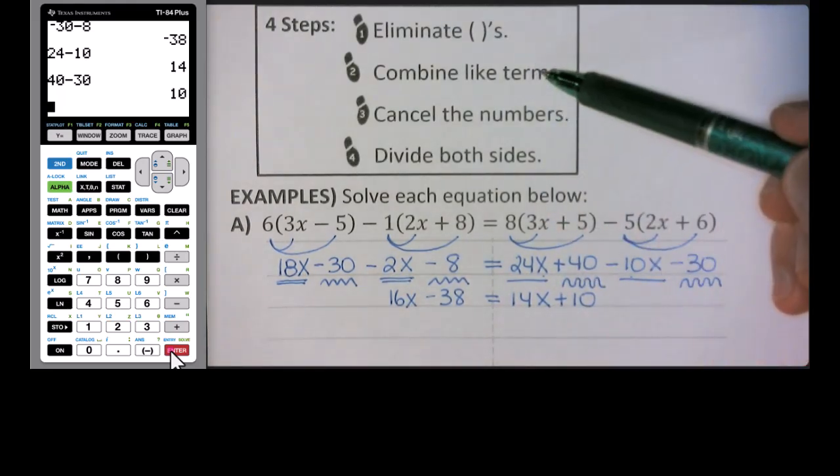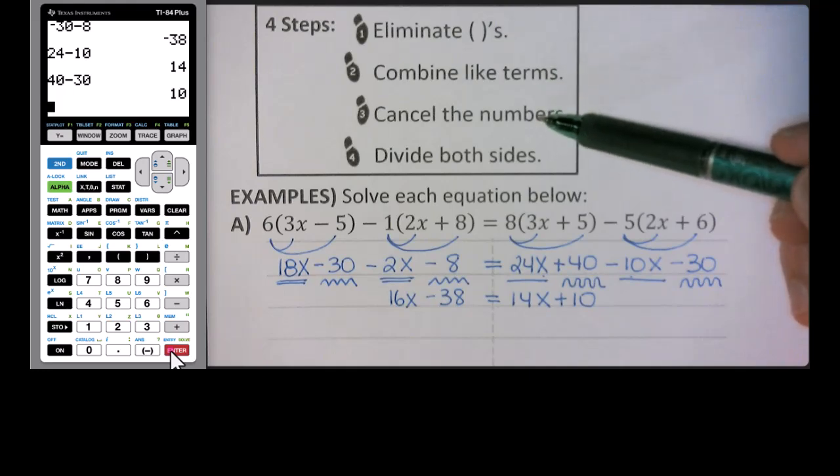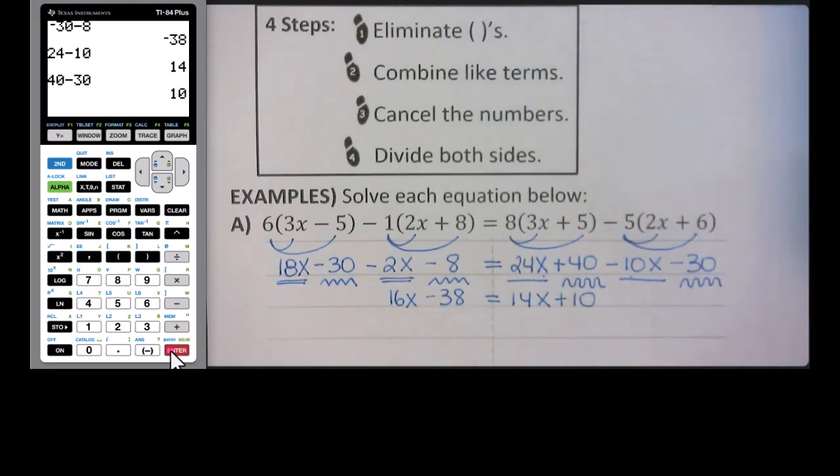Now that we have combined like terms, we're ready for the third step, which is cancel the numbers. What do we mean by that? Usually when we solve equations, we want the letter on the left and the number on the right, okay? So that means this side is for numbers with letters, and this side is for numbers with no letters. So I go one by one and I say, is this in the right side? Yes, this one has x, has a letter, so that is in the right side. How about negative 38? Is it on the right side? No, it's not, because it does not have a letter.